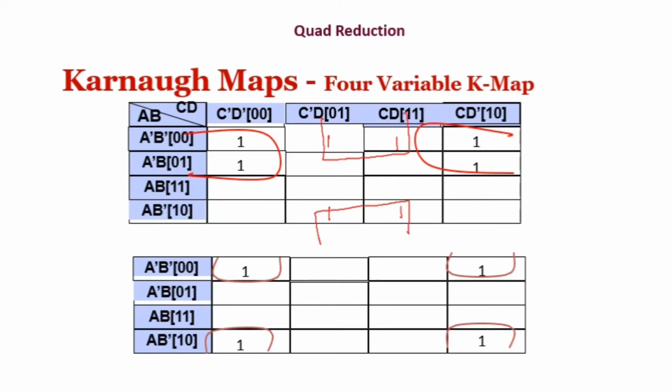And one most important rule: if I have 4 ones at the extreme corners of a 4 variable K-map, then all these 4 will make a single group. This we have to remember and identify whether this possibility is there or not. So all these 4 ones will make a single quad. Similarly, if 2 ones are there, then we can make a doublet, a group or a pair.